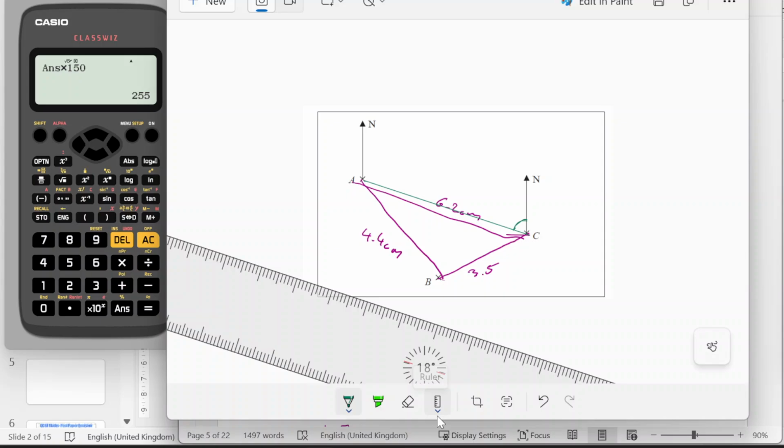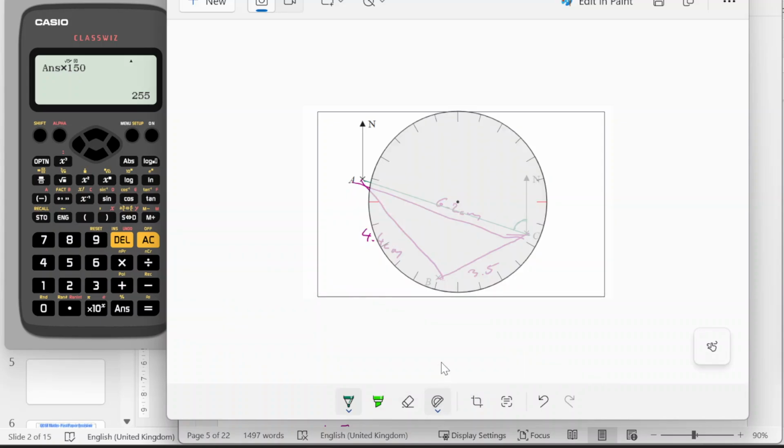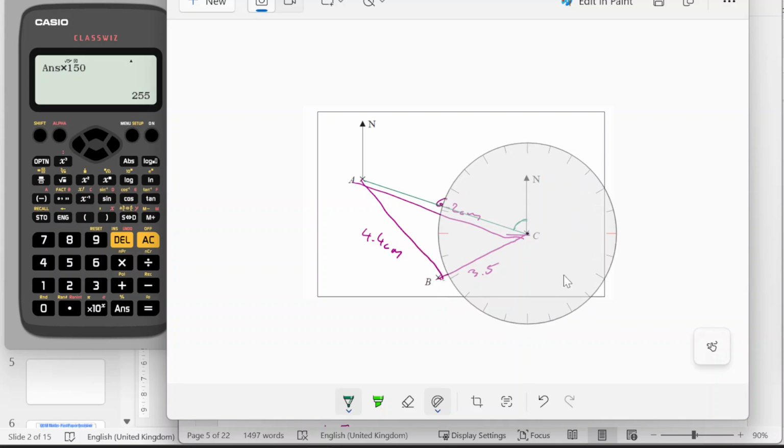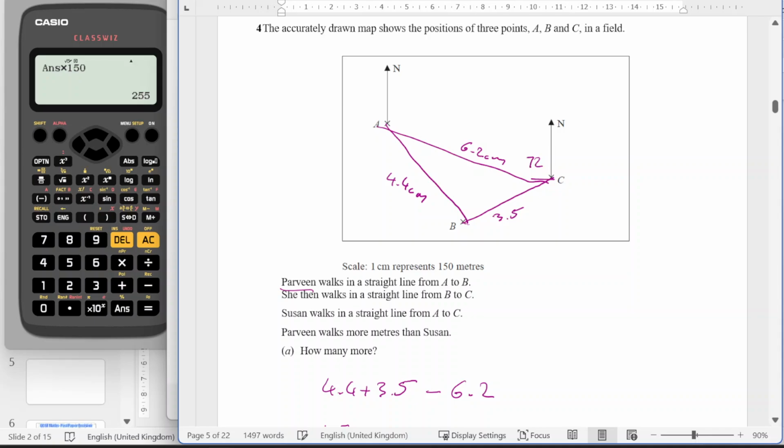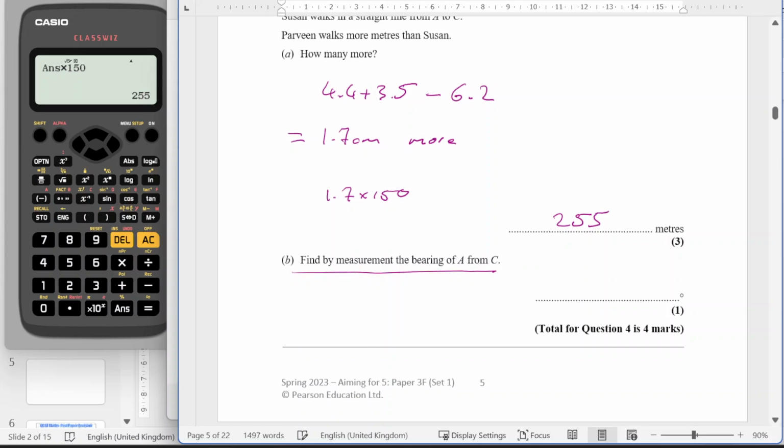So if I bring my protractor up now and place my protractor on my angle, there we go, and I'm trying to measure that angle there from there to there. So I'll make it 72. So if I'm at that angle 72 when drawn accurately, the bearing is actually going to be in a clockwise direction, so I want that angle there. So it would be 360 minus 72, which is going to give me 288.